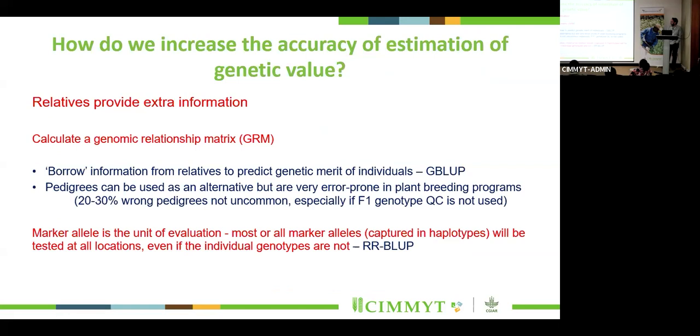So then the question comes: we know we want to go fast. How do we increase the accuracy of estimation of genetic value? And the answer is, this is where we're getting into how we use genomics.